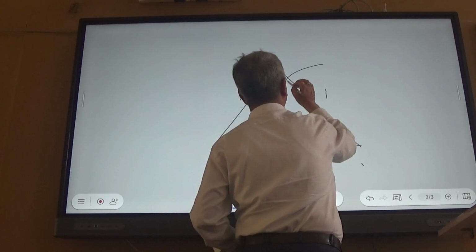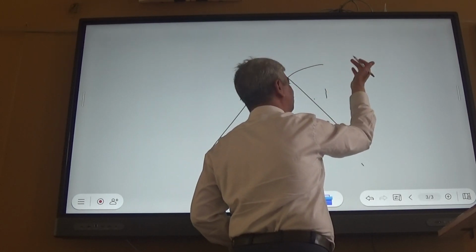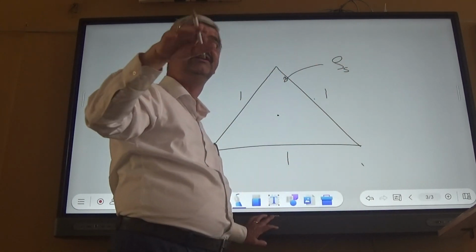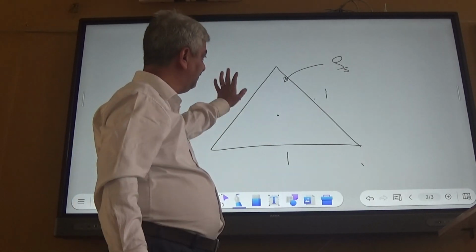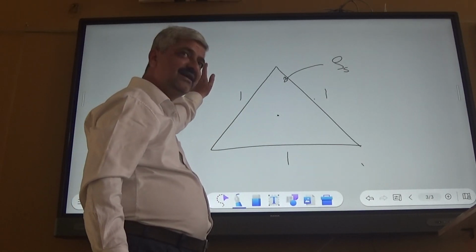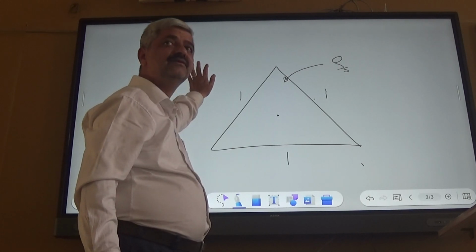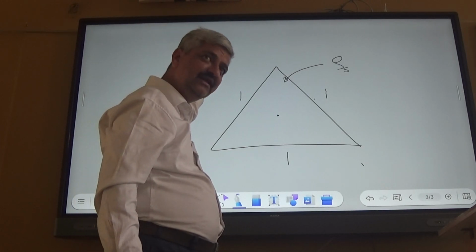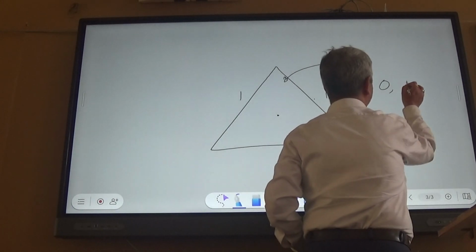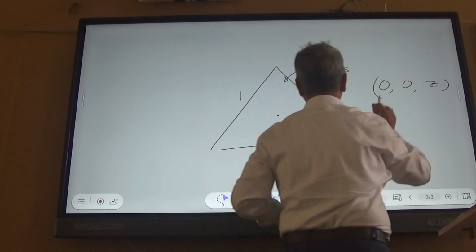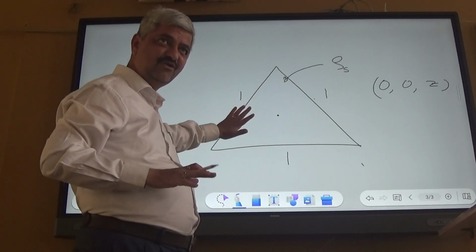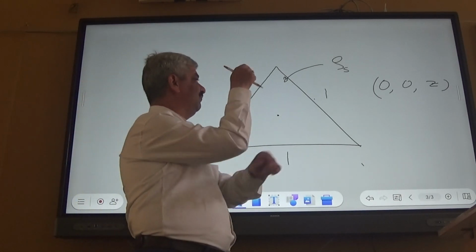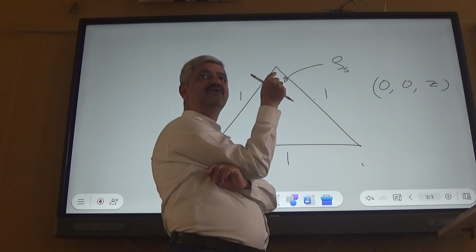Containing a surface charge. You can take any value, but it is always better to have it in terms of rho s, so the answer will be in terms of rho s itself. A triangle of all sides 1, centered around the origin, is carrying a uniform surface charge of rho s coulombs per meter square. Find the electric field E at 0, 0, Z. The triangle is in the XY plane, with side 1, centered around the origin, and we have to calculate E at 0, 0, Z.